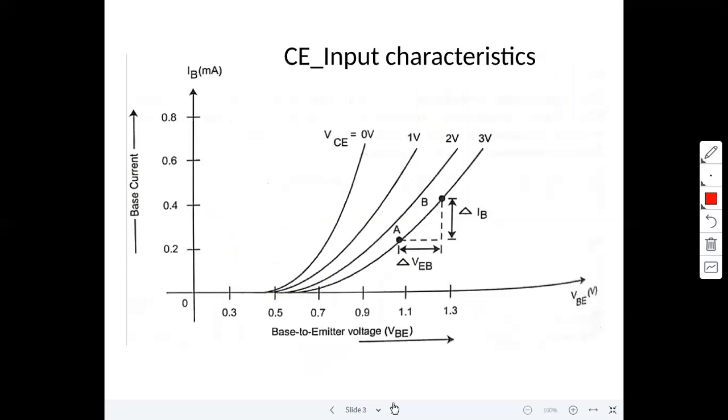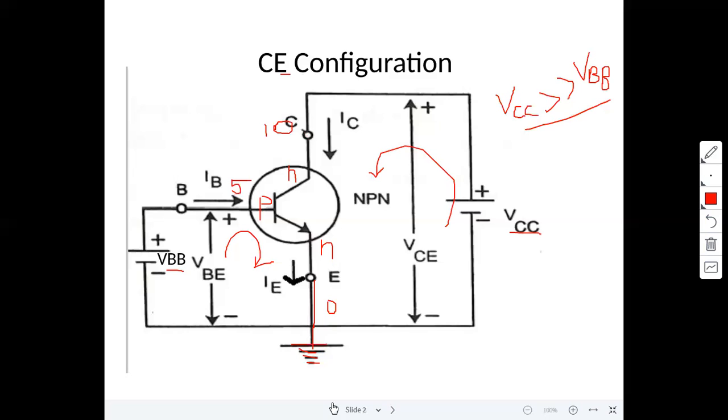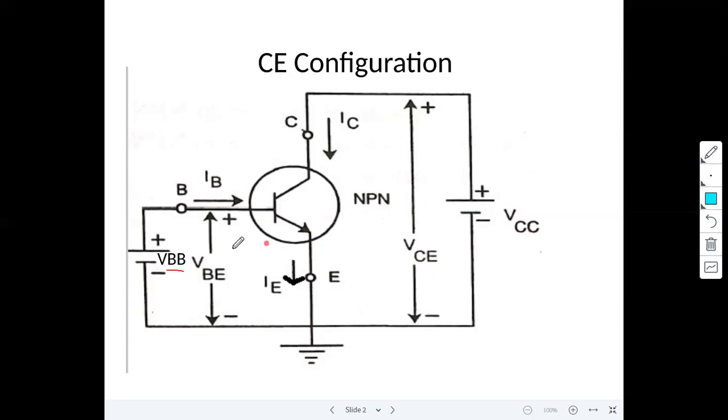Now coming to the input characteristics. What is the input current here? Input current is IB. What is the input voltage here? The input voltage to the transistor, not this voltage, is the terminal voltage. Here the terminal voltage is base, here the terminal voltage is emitter, so the input voltage to the transistor is VBE.